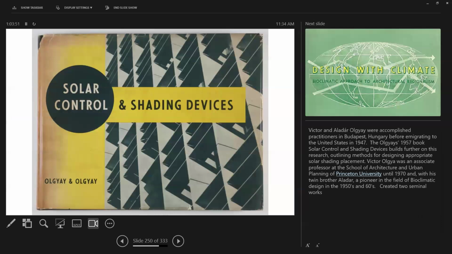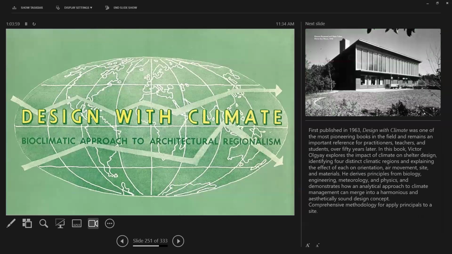So they wrote the two great books, which still govern a lot of thinking today, in the 50s: this book on solar shading, and then the other great one, Design with Climate. Bioclimatic design was their idea, that you would design with the local climate. And obviously, this is incredibly salient today. It's coming back, this idea of bioclimatic architecture.